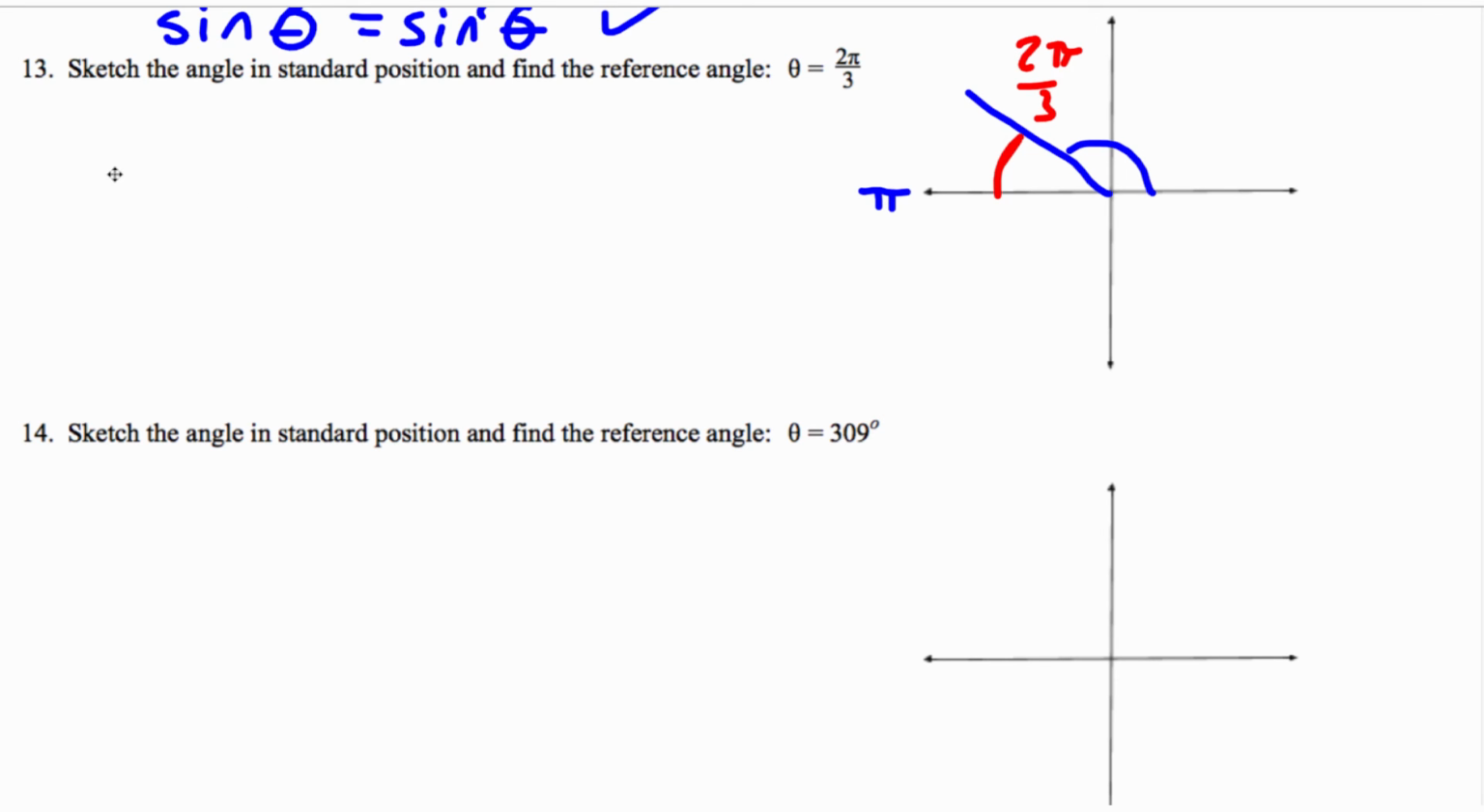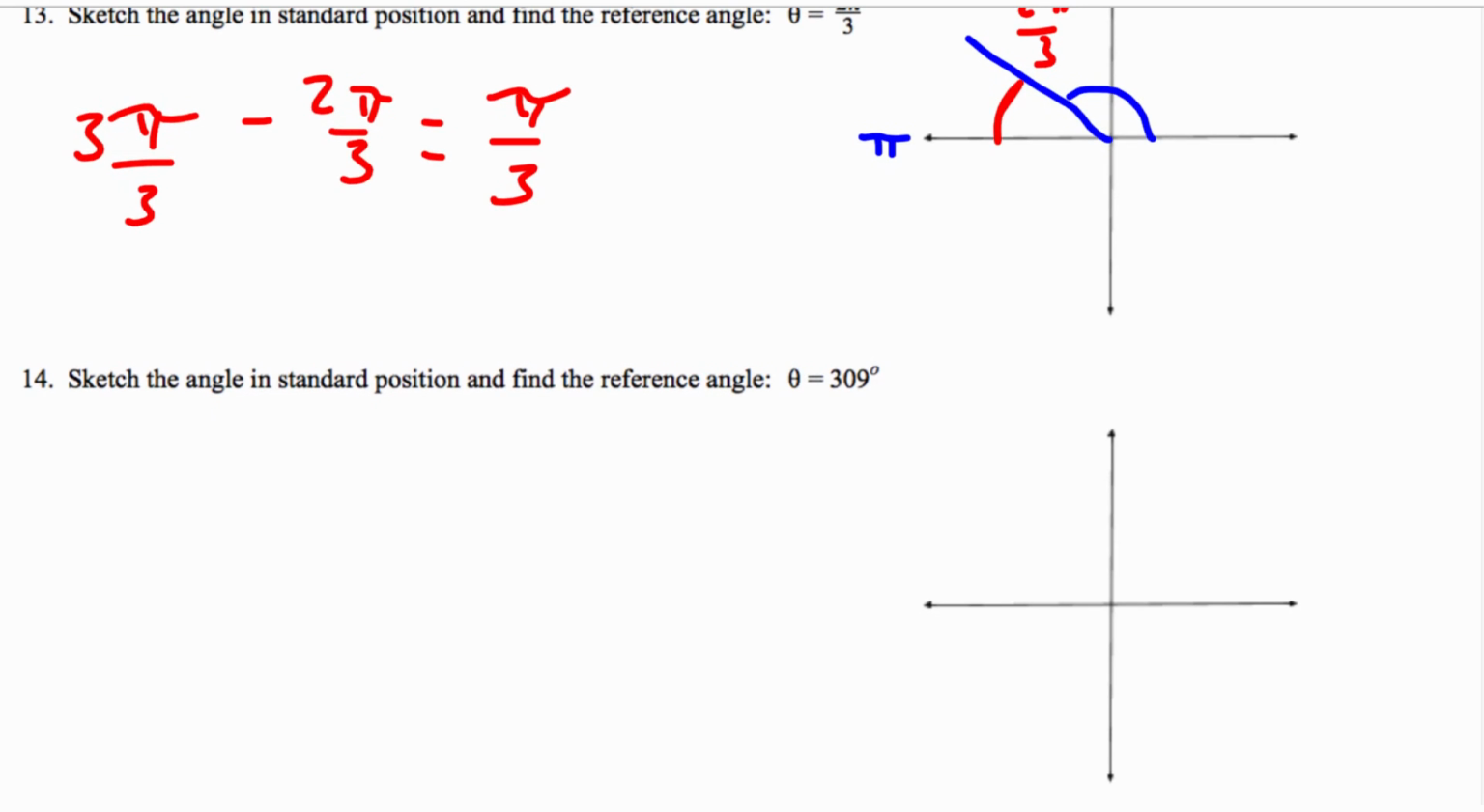So the way I would do it is I would take pi and subtract off 2 pi over 3. Now we're going to need common denominators over here, so this pi is going to turn into 3 pi over 3. And if we actually do that subtraction, 3 pi minus 2 pi is just pi, and the denominator stays as 3. 14 is very, very similar, except we're given an angle in degrees.